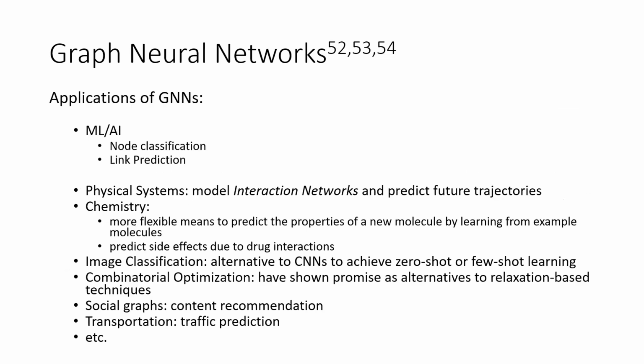Now, applications of graph neural networks in ML/AI are usually node classification and link prediction. They have also been applied so far in different domains: in physical systems, to model interaction networks and predict future trajectories; in chemistry; in image classification; and in combinatorial optimization, where they have some promise as alternatives to relaxation-based techniques. I would say optimization is actually a very exciting field, where if somebody can define their optimization problem in the form of a graph structure, they can use graph techniques like graph neural networks in order to perform the optimization task. In social graphs, we saw examples here, as well as in transportation for traffic prediction.